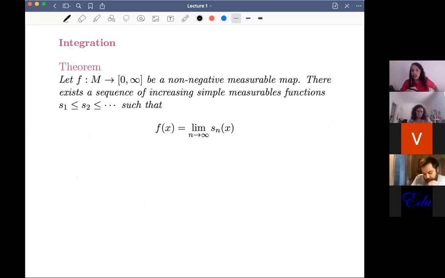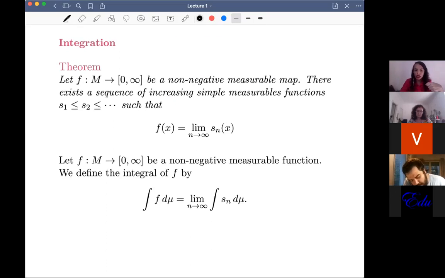But the good thing is that if we have a function that's non-negative, there is always an increasing sequence of measurable simple functions such that the limit of this sequence is exactly the map, the pointwise limit. So we can always approximate a function via a sequence of simple functions. And this allows us to define an integral via the integral of simple functions. You just take the limit of integrals.